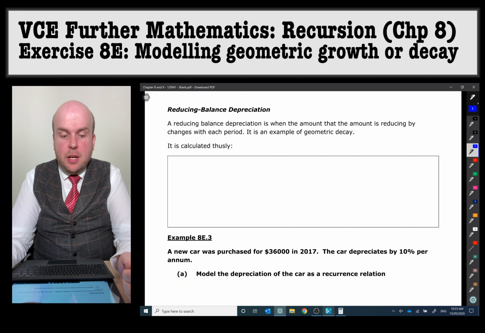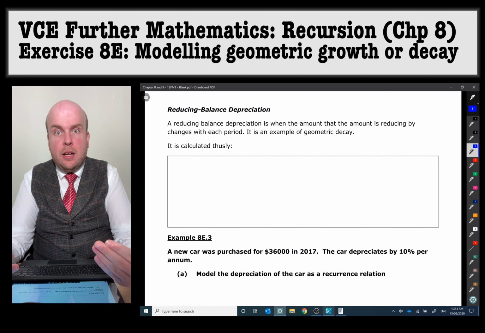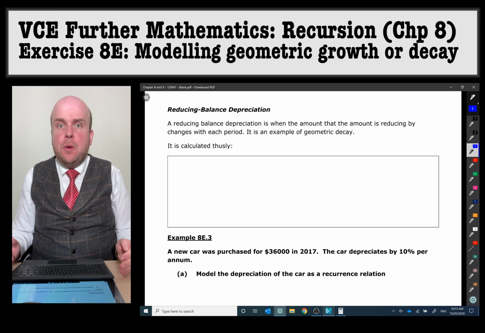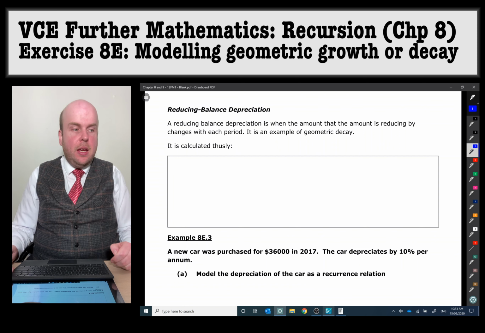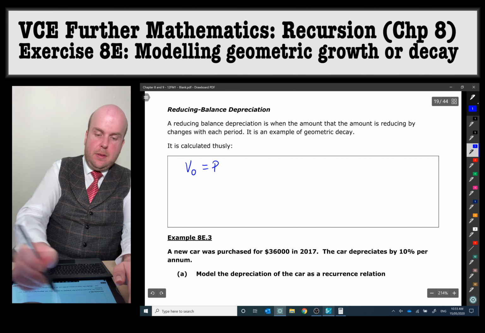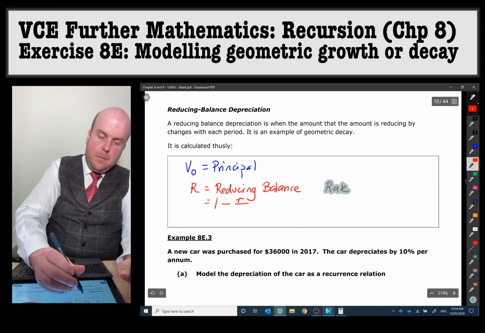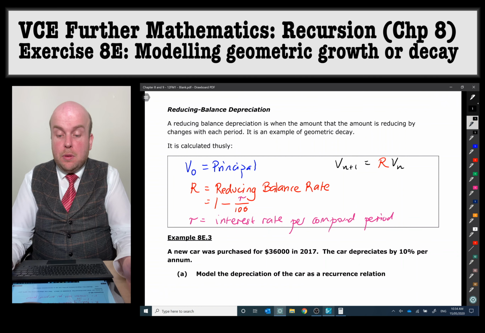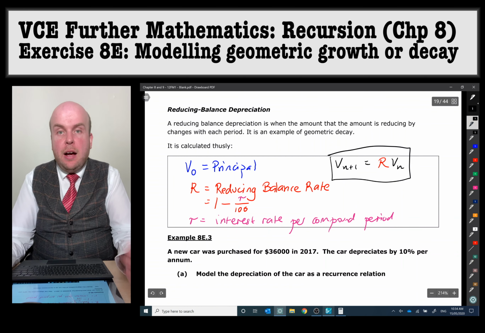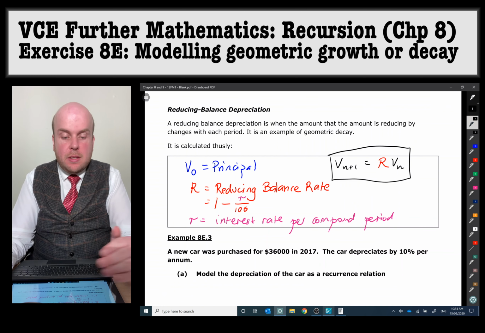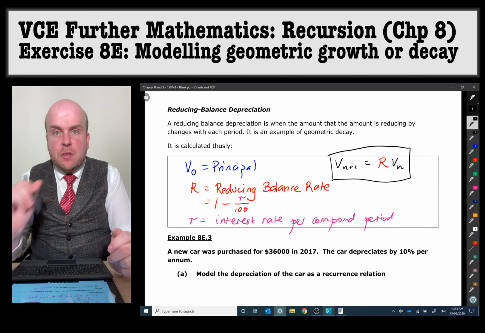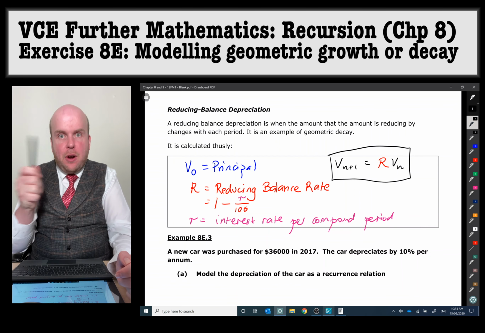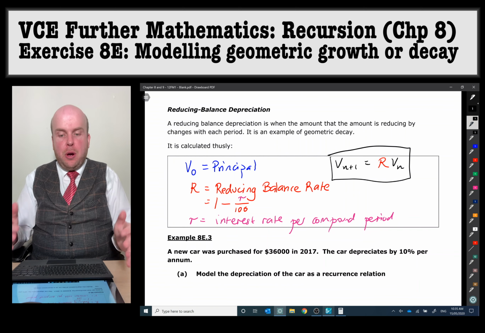Reducing balance depreciation. So this is the opposite of a geometric growth or the compound interest. This is when I'm actually paying back a loan, and most loans in real life operate in this way. We calculate it thusly. So the rule, or the recurrence relation, will always be Vn plus 1 equals R Vn, where the principal is the same thing. It's the V naught, the initial amount. The only difference compared to the previous is that the R value is not 1 plus, but 1 minus little r over 100, where little r is the interest rate per compounding period.